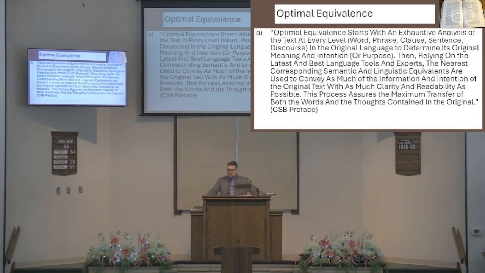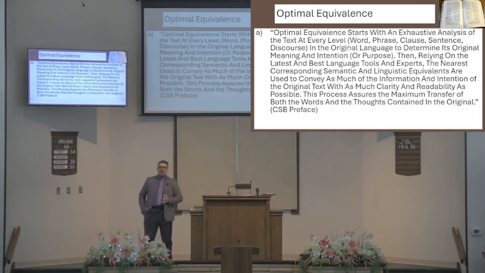Then, relying on the latest and best language tools and experts, the nearest corresponding semantic and linguistic equivalents are used to convey as much of that information and intention of the original text with as much clarity and readability as possible. This process assures the maximum transfer of both the words and the thoughts contained in the original. And so basically with the goal, that's the preface of the CSB that lists that one. It was updated in 2017, I believe it was. The HCSB came out in 2005.